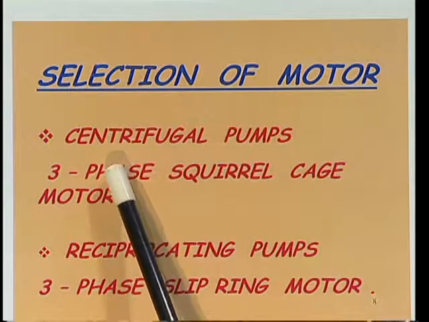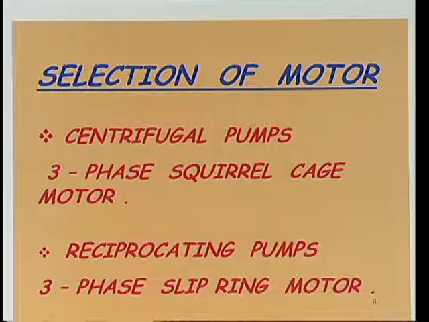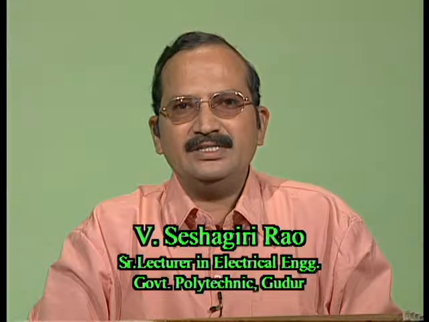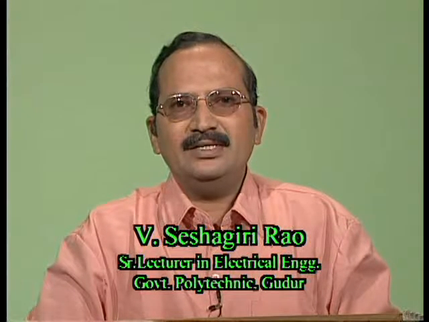Next, selection of motor for the pumps, centrifugal pumps and reciprocating pumps. For centrifugal pumps, we use a 3-phase squirrel cage induction motor. As the name itself indicates, centrifugal, that is, the force acts from the center. It is called centrifugal force. It is employed in the pumps, that is, for lifting water we use centrifugal pumps.